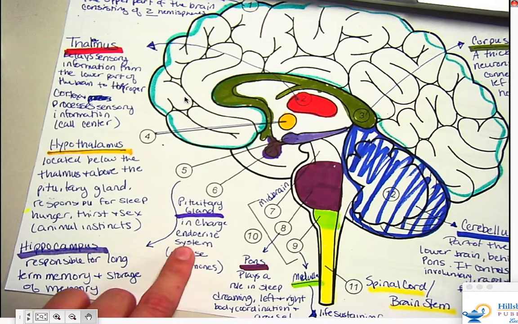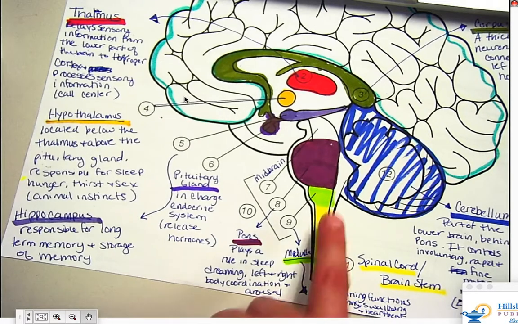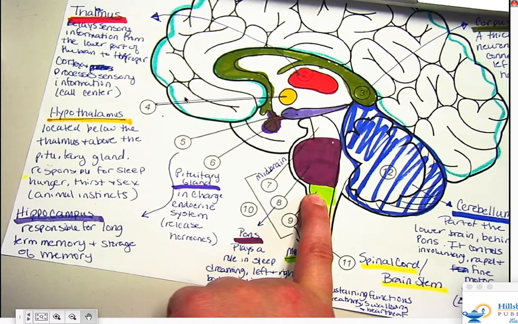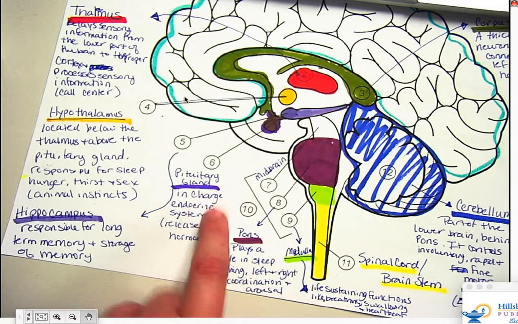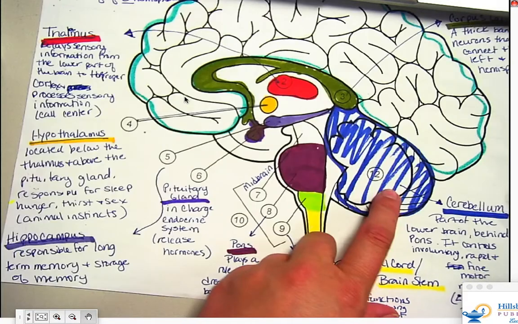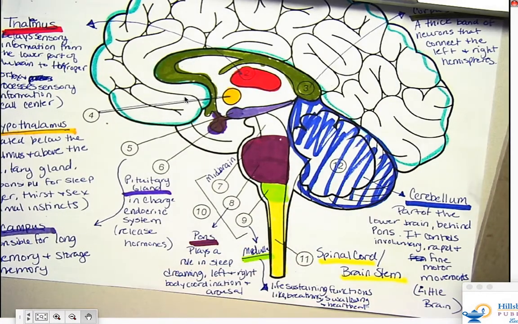Then you have your spinal cord and brainstem. At the very bottom you have your brainstem, then it hits your medulla. Your medulla is all of your autonomic functioning, your breathing, your heart rate, and all that stuff. Then you have your pons, which deals with your left and right coordination. If you can go like that, thank you, pons. If you go like this, your pons is wrong. Then you have your cerebellum right back here, which is known as the little brain. It deals with your fine motor movements.